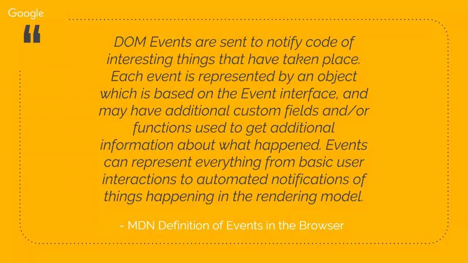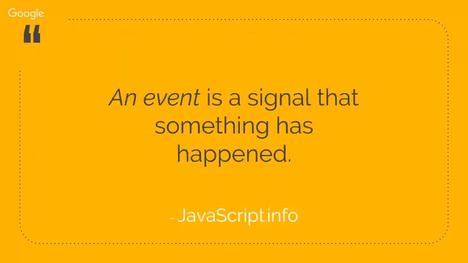And lastly, we see that events can represent user interactions and notifications in the DOM. The rendering model here signifies the DOM. This definition is a bit hard to remember and understand, so let's have a look at another one. This one is a lot shorter. An event is a signal that something has happened. That's pretty self-explanatory, and we get no mention of interfaces, rendering models, and all that complex stuff. We just have that the event presents a signal that something has happened.